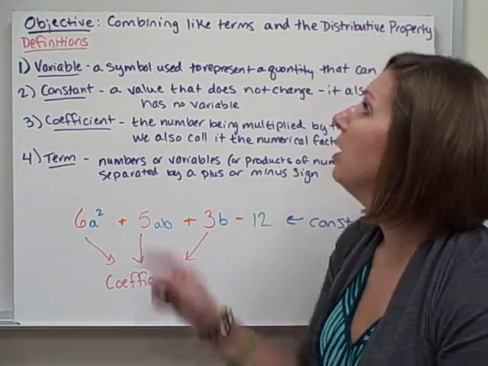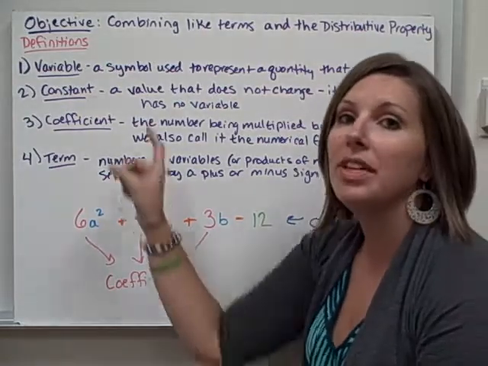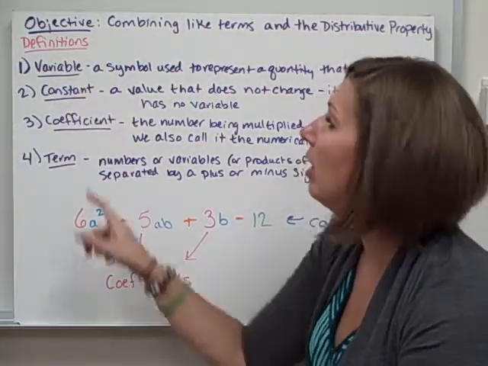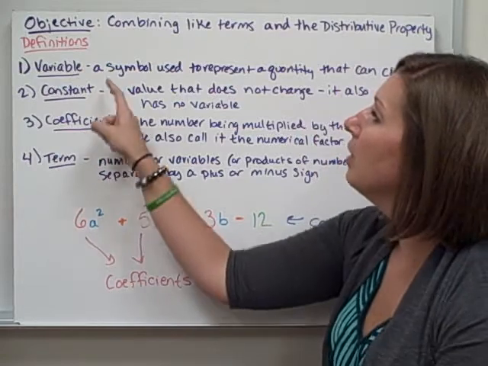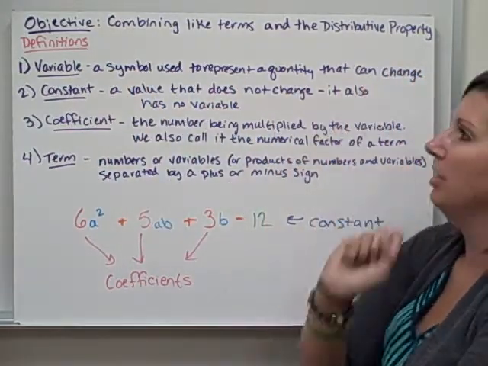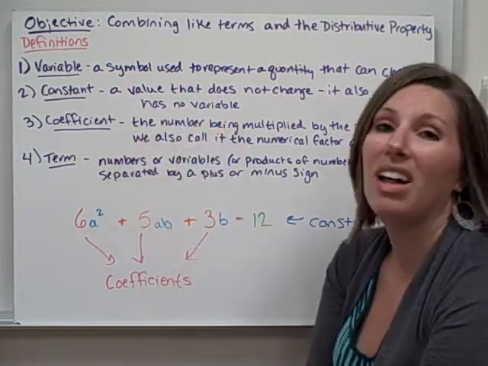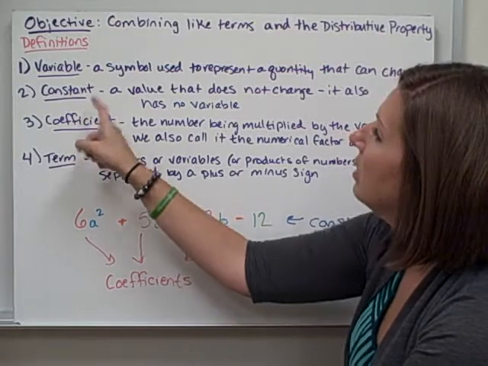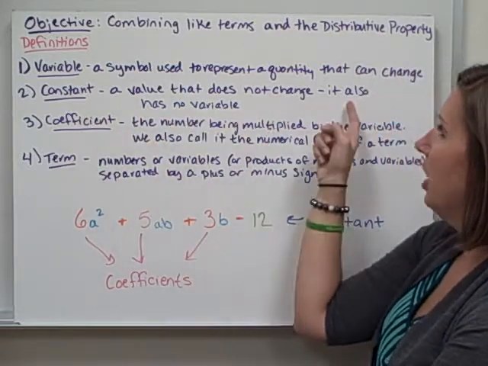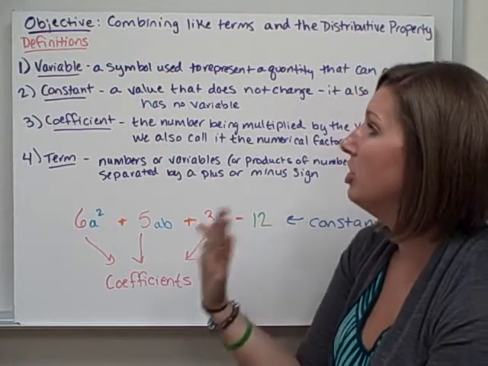Today we're going to talk about combining like terms and the distributive property. Some definitions I would like you to write down are variable. The variable is a symbol used to represent a quantity that can change. A symbol is usually a letter for us. So a constant is a value that does not change. It also has no variable, therefore it doesn't change.